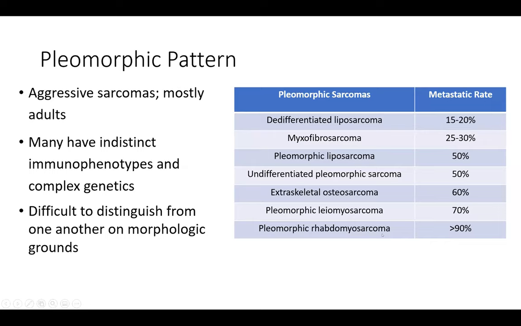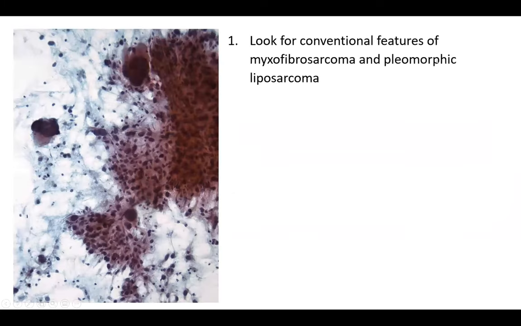Pleomorphic leiomyosarcoma and pleomorphic rhabdomyosarcoma, so the sarcoma types that have myogenic differentiation, are the most aggressive with the highest metastatic rates. And then pleomorphic liposarcoma, undifferentiated pleomorphic sarcoma, myxofibrosarcoma, extraskeletal osteosarcoma kind of hover in between.